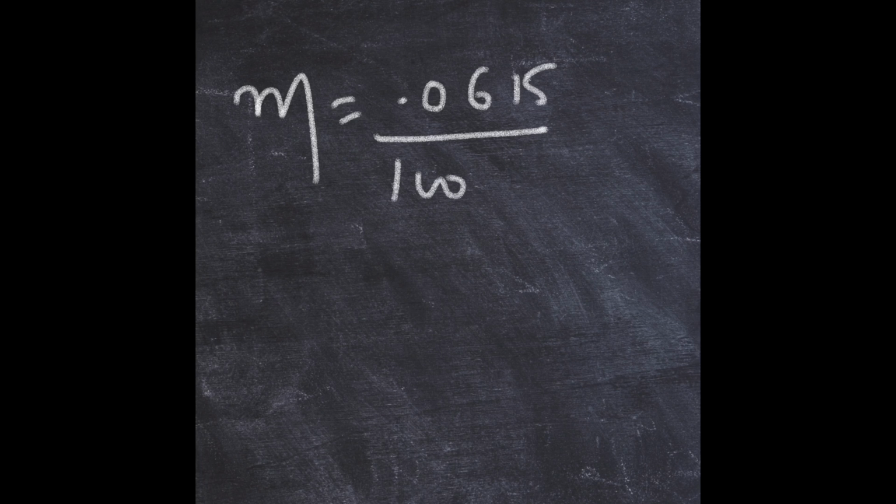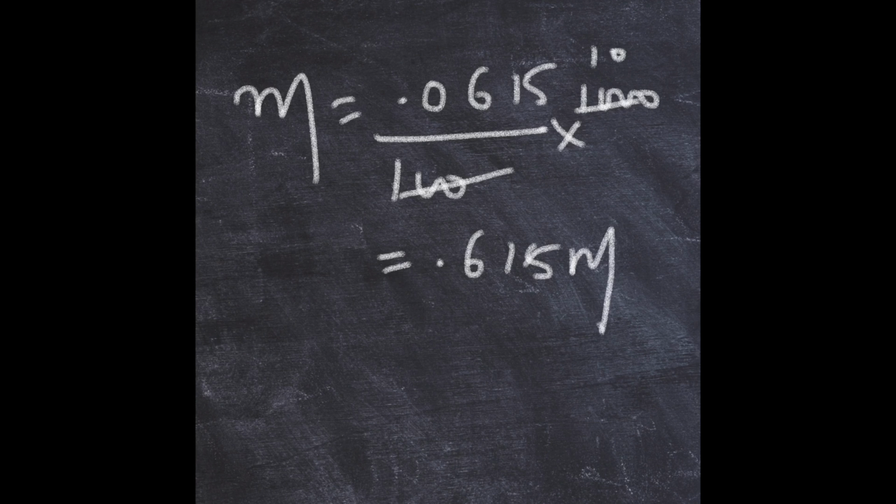Now our next step is to derive molarity. So this will be number of moles of sodium hydroxide, which is 0.0615, divided by 100 multiplied by 1000. So this will be 0.615 M.